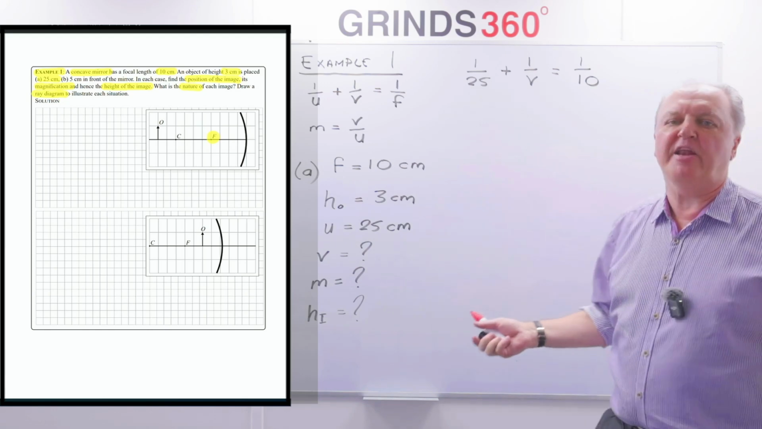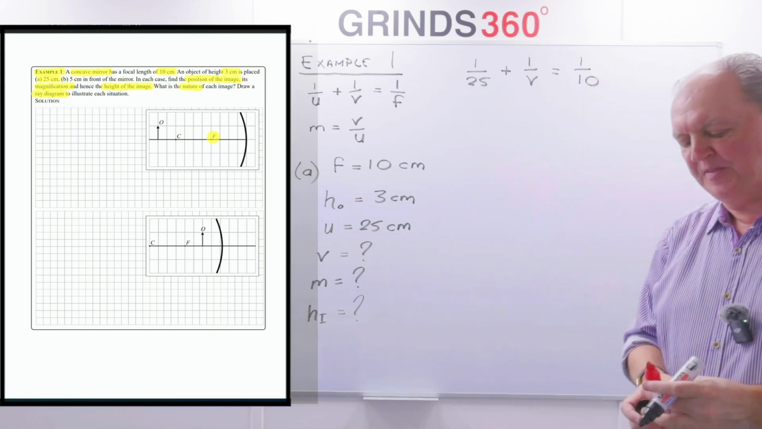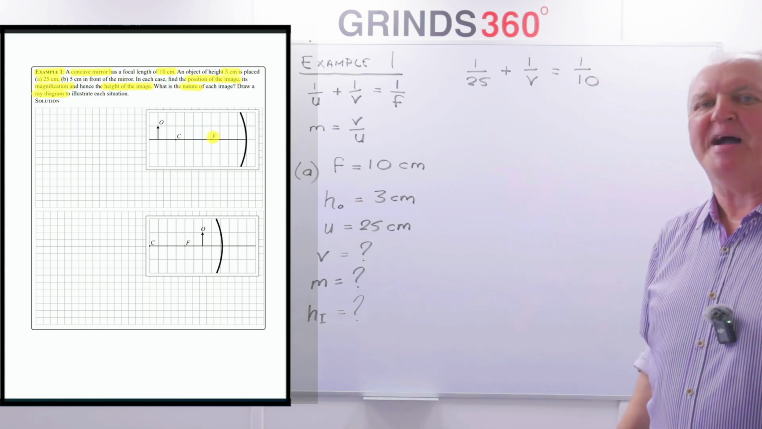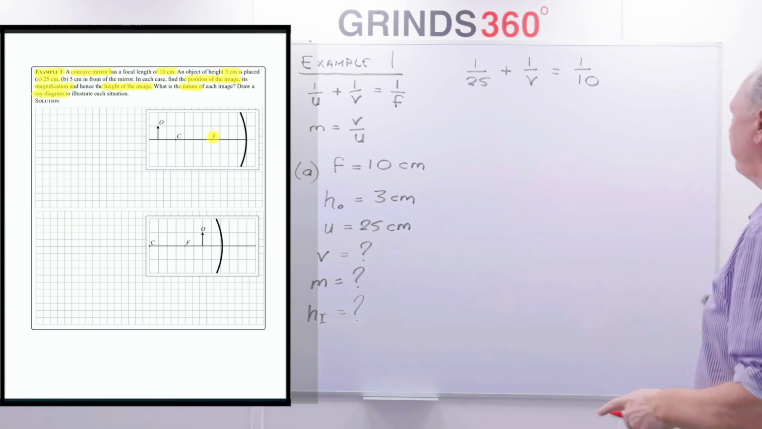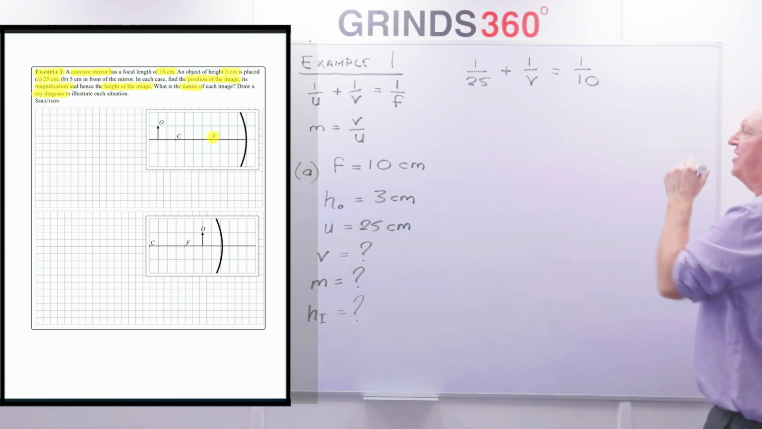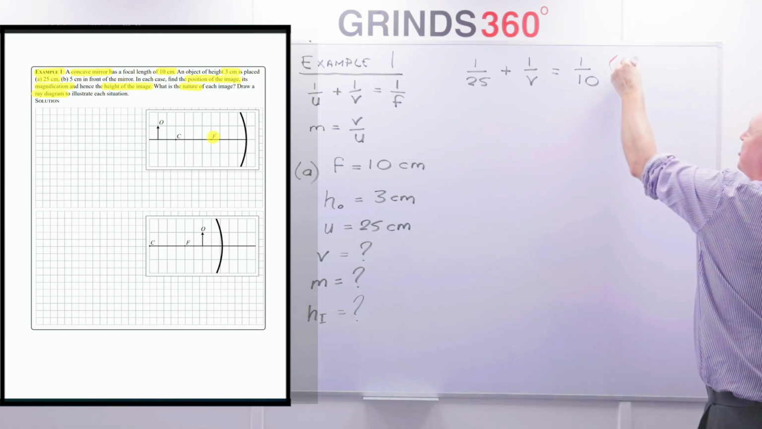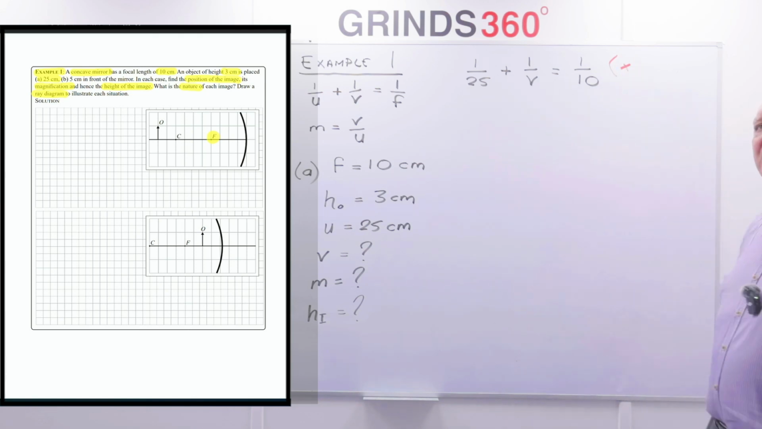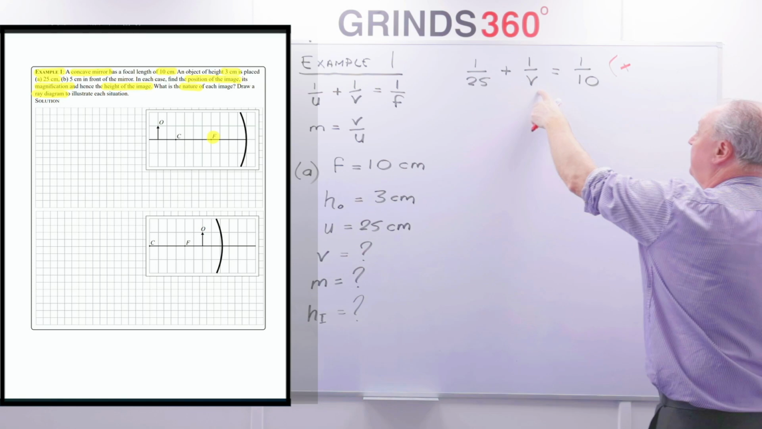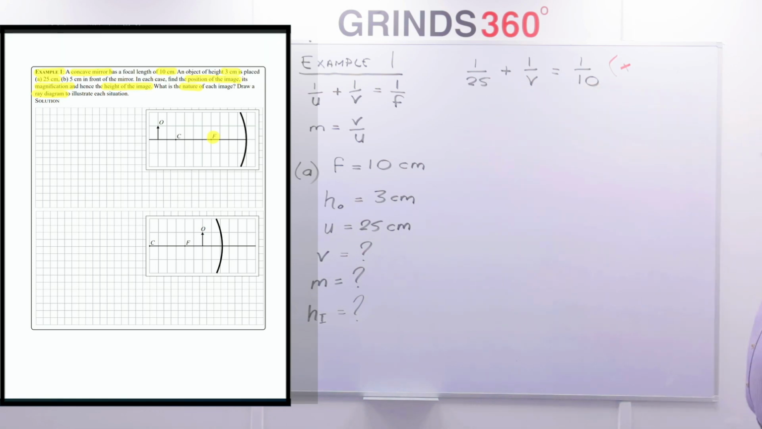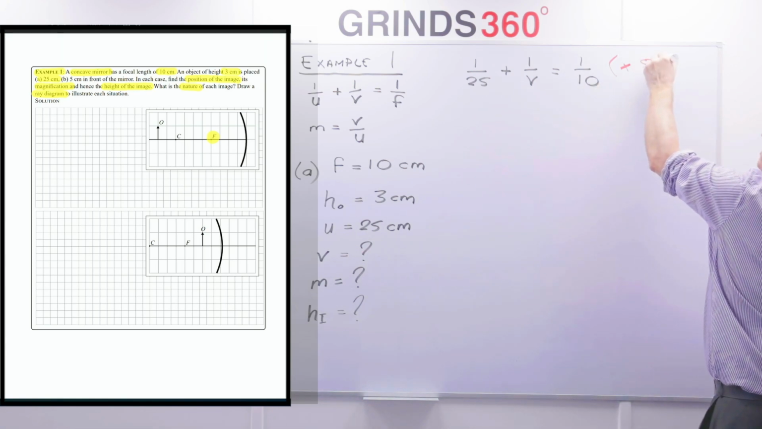Now, you can use your calculator if you wish to solve that. But when the numbers are simple enough, I would try and do it manually. So the way I'm going to solve that is by getting rid of all the fractions. I'm going to multiply right across by some term that will get rid of all the fractions. So ask yourself, what does 25, V, and 10 all divide into? They all divide into 50V.